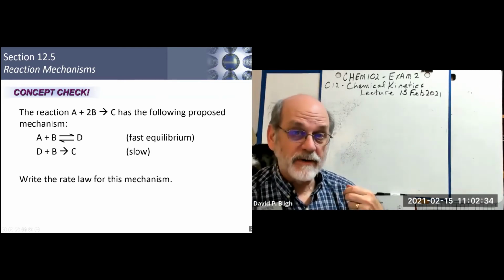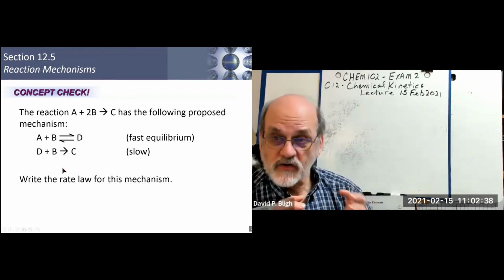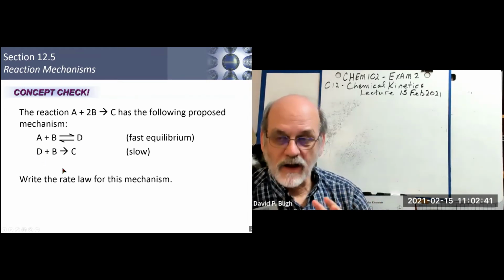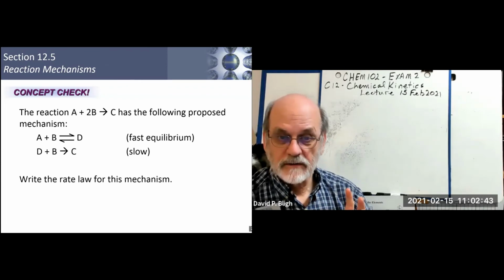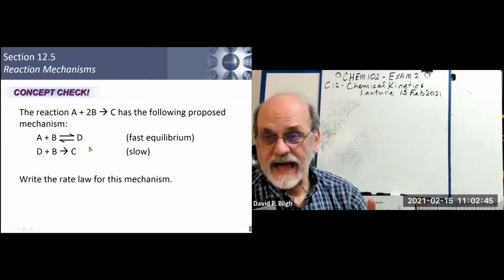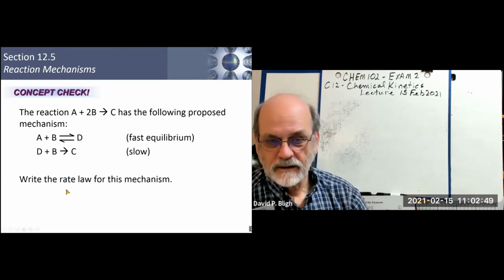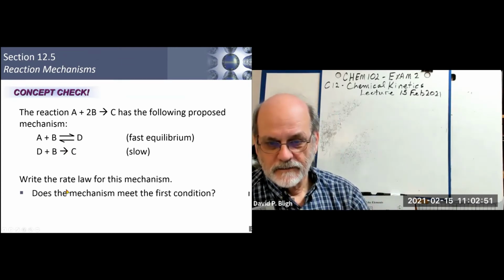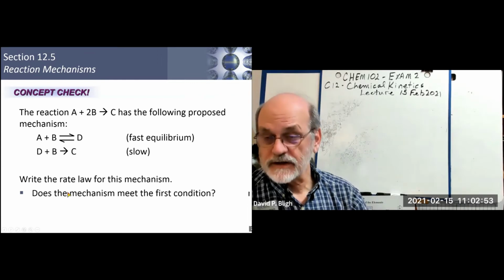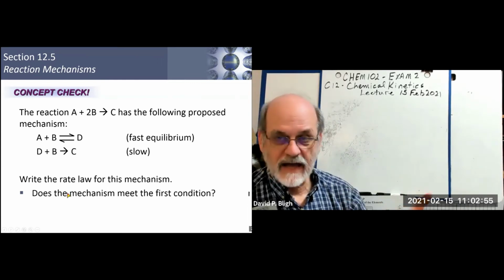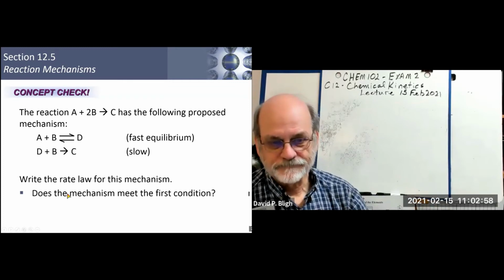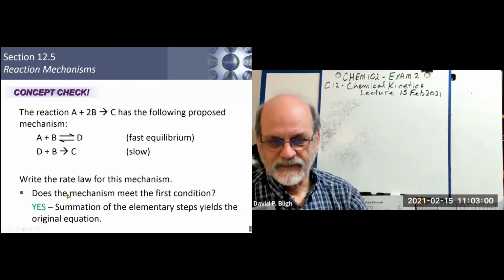The slow step is the second one. So we can use that to write a rate law for the equation because the fast one doesn't count. The slow one is the only one that determines things. So yeah, it meets the first condition. Add it together, Hess's law, we're good. Now what?